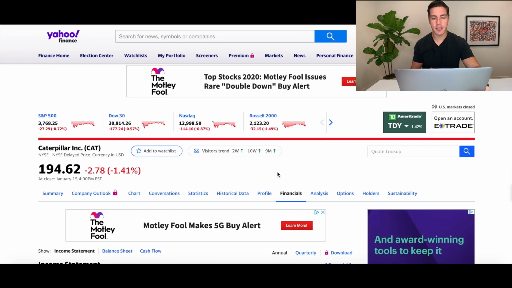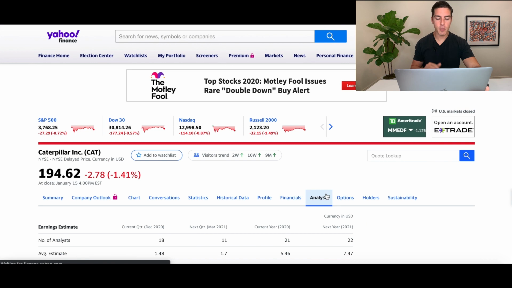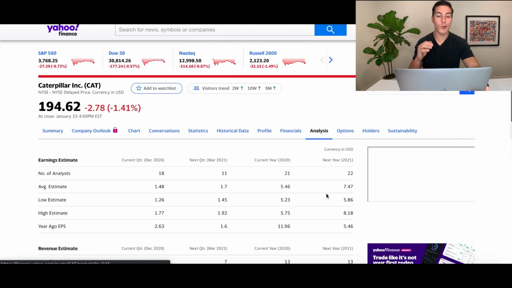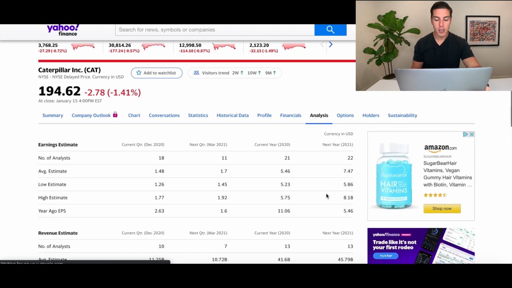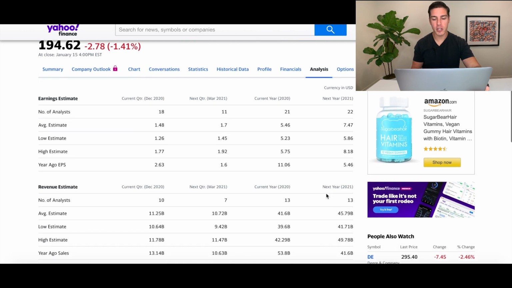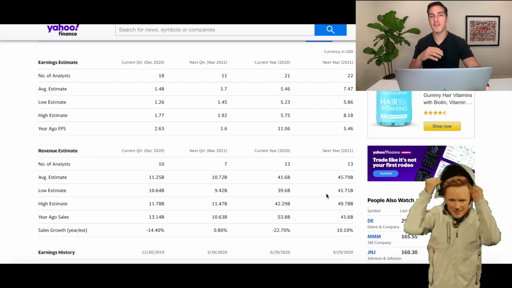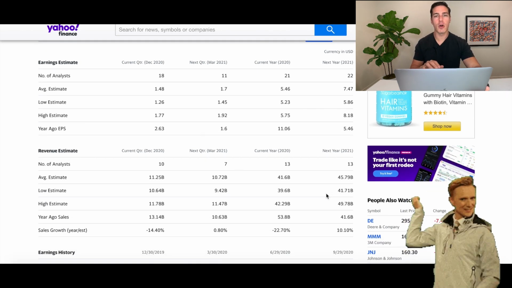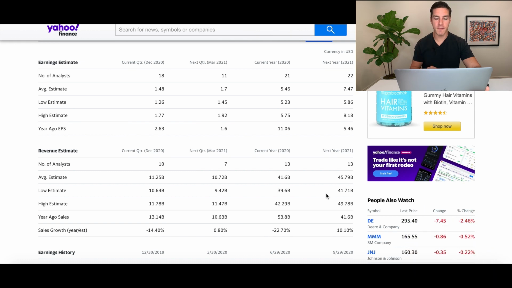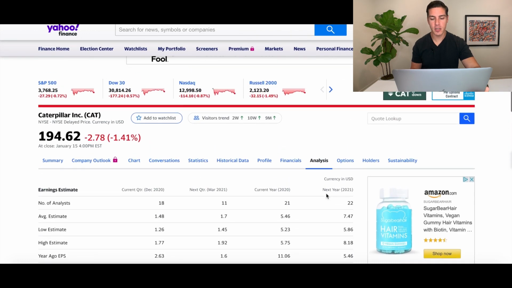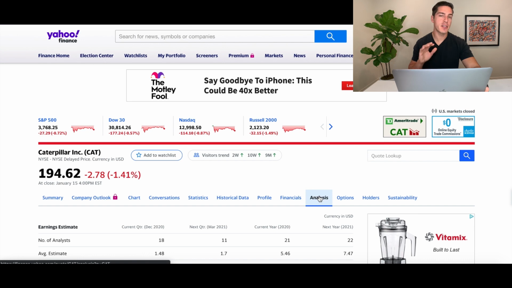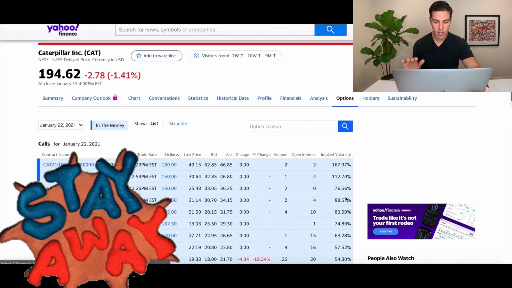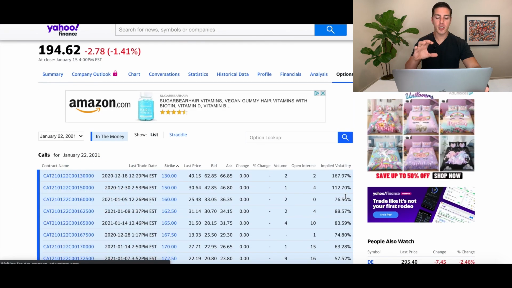Next would be the analysis tab. And this is a summary of information from financial analysts who are tracking the stock. So take what you see on this page with a grain of salt. Analysts are wrong more often than they are right. So again, do your own research. You should feel comfortable with your own investment. Next up is options. Now, if you're newer to the markets, I recommend staying away from options completely. But basically with options, you are trading the right to either buy or sell that stock at a given price. Let's leave it at that.